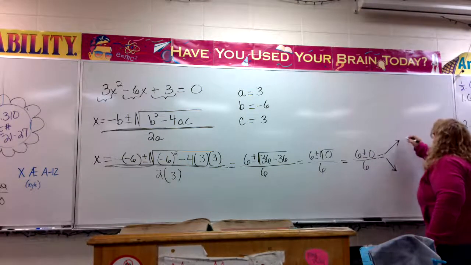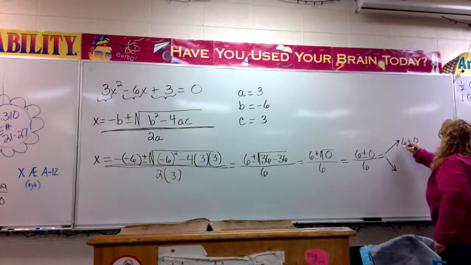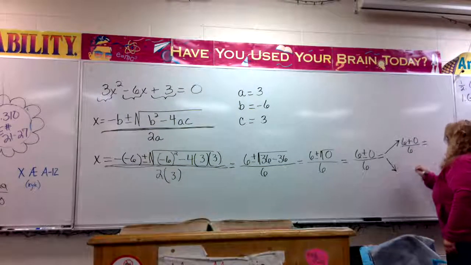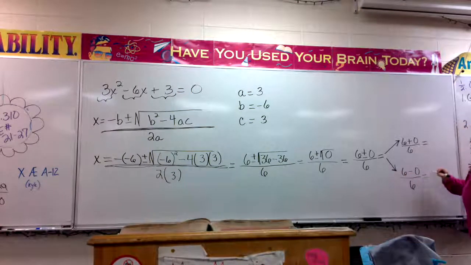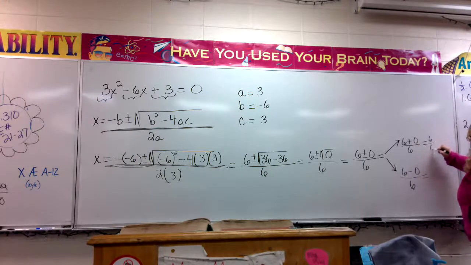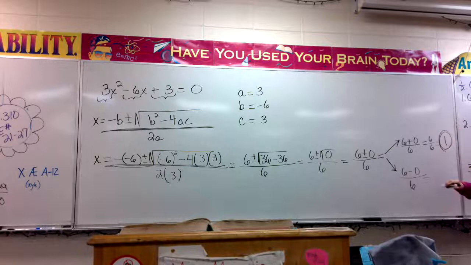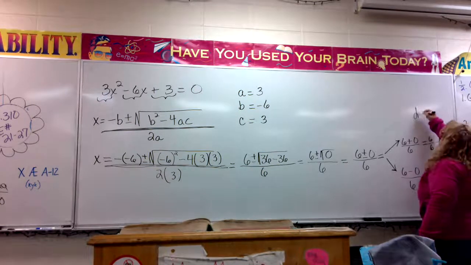So I get two answers. 6 plus 0 over 6. And 6 minus 0 over 6. What is 6 plus 0? What's 6 over 6? 1. 6 minus 0 over 6. What is 6 over 6? 1. You know what that's called when you get the same answer twice?